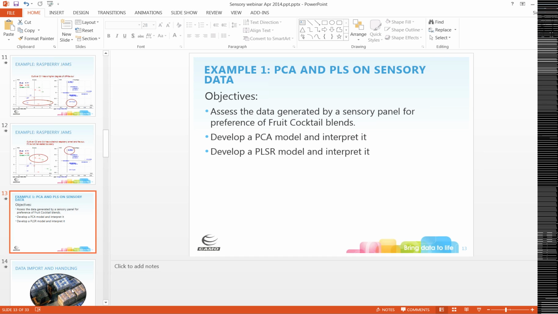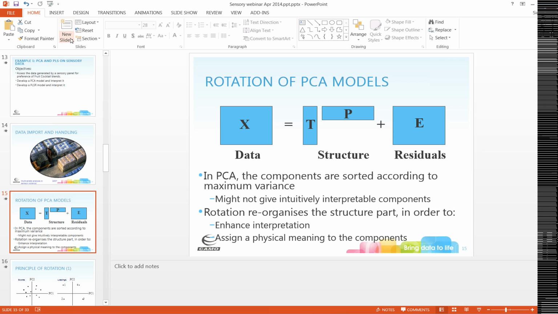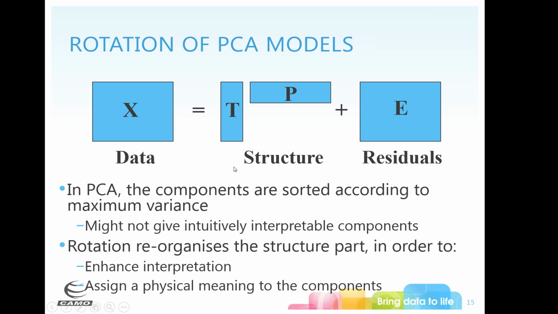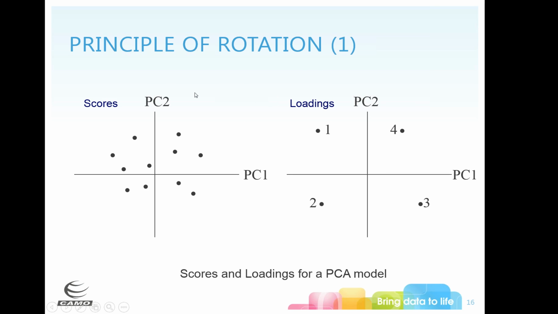So another thing we can look at when we're doing our principal components analysis, pardon me here. The components are sorted according to maximum variance, and in sensory data that might not give intuitively interpretable components. What we can do is rotate the structure in order to enhance the interpretation and assign a physical meaning to the components. So here's an example of a principal rotation.